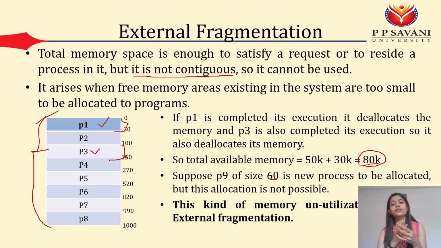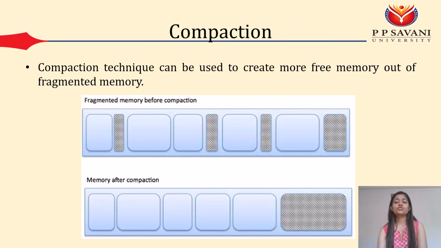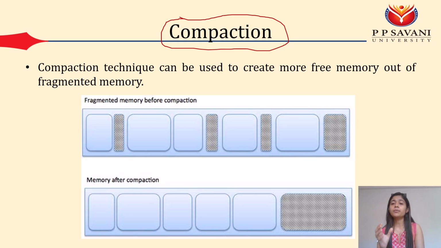So multi-programming with dynamic partitions suffers from external fragmentation. Although it is possible to allocate P9 in main memory, still we are not able to allocate it because it is non-contiguous. So this is one of the drawbacks of the contiguous memory allocation technique. To overcome this disadvantage, that is nothing but external fragmentation, one technique is available that is called memory compaction.